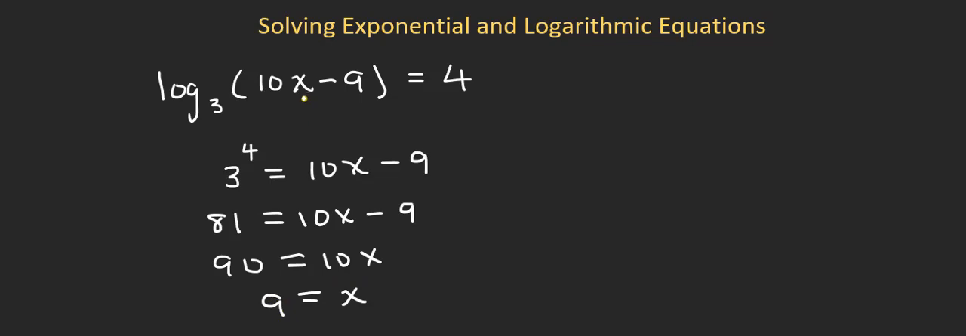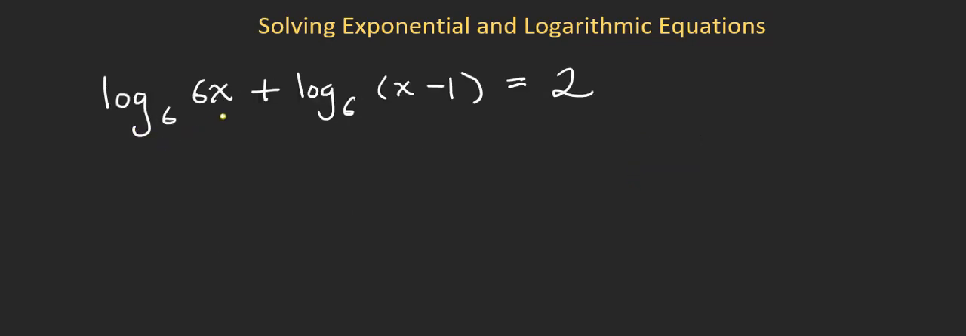But let's check. When you plug in 9, you get 90 minus 9, which is positive, so it's okay. Remember, whatever is inside the log has to be greater than or equal to 0. Now you got log base 6 of 6x plus log base 6 of x minus 1 equals 2.